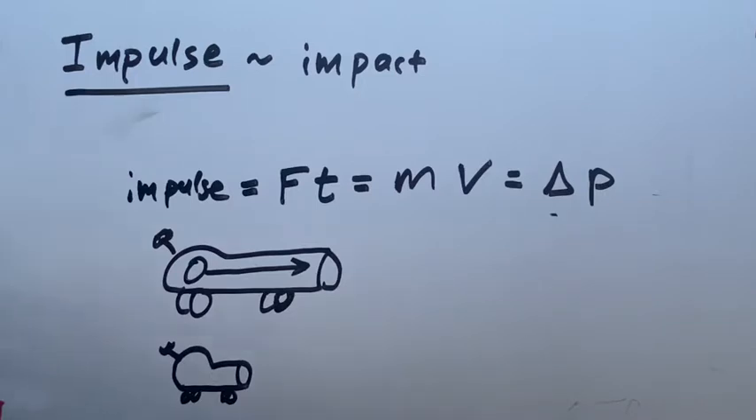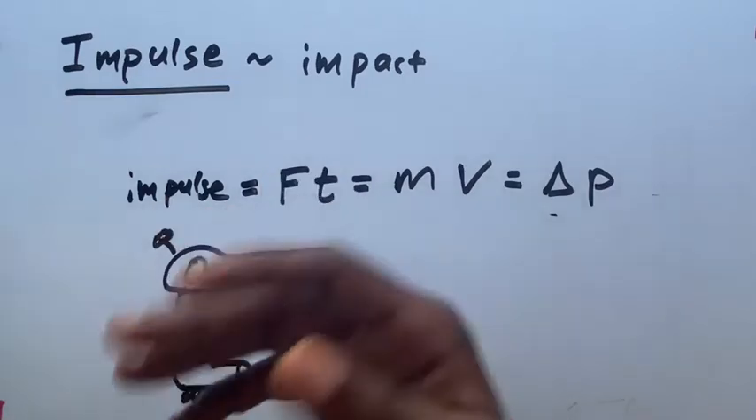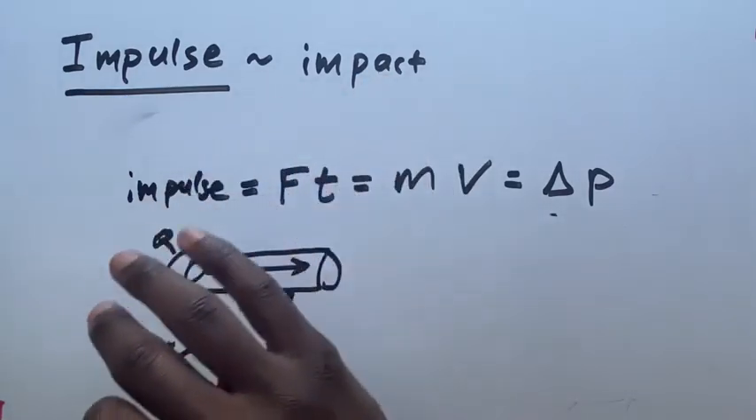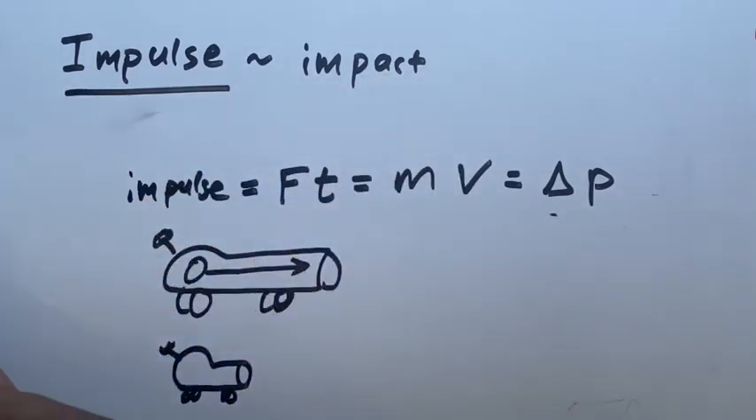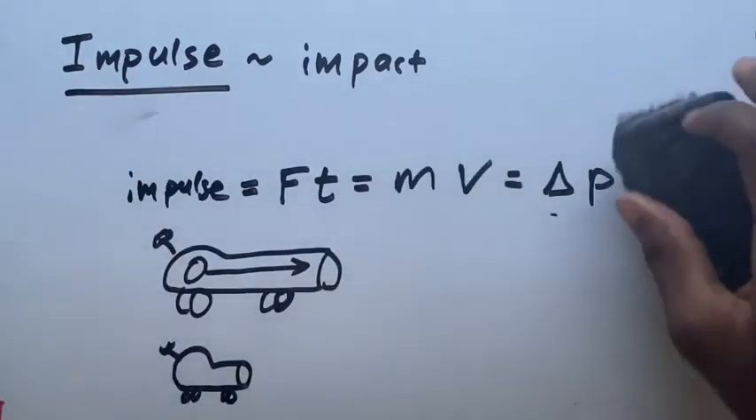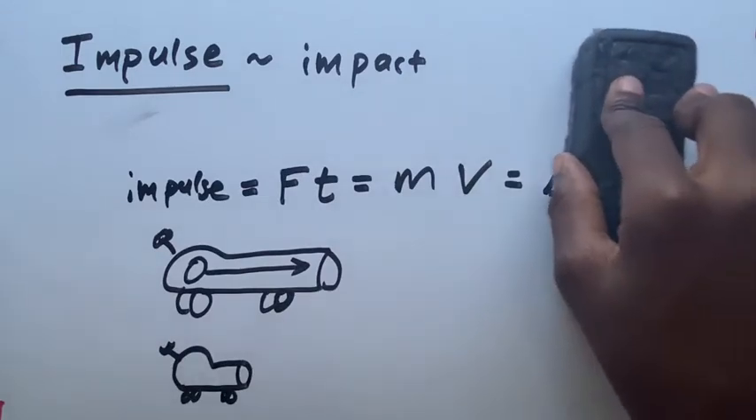All right, and so if you're looking through the PowerPoint, they basically go over a few other examples of impulse. I think you can kind of read through those on your own. So next, I'm going to get into the conservation of momentum. So now I'm going to talk about the conservation of momentum.